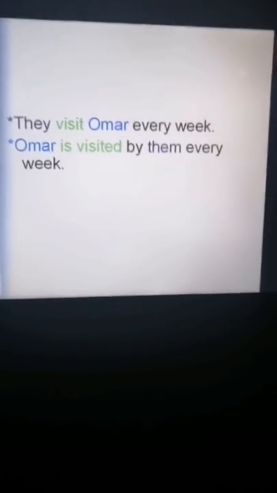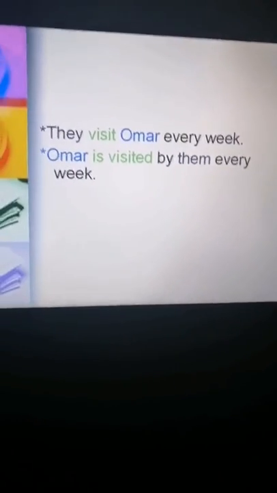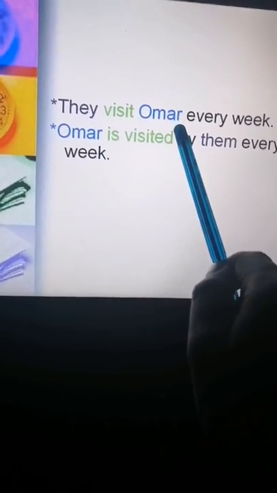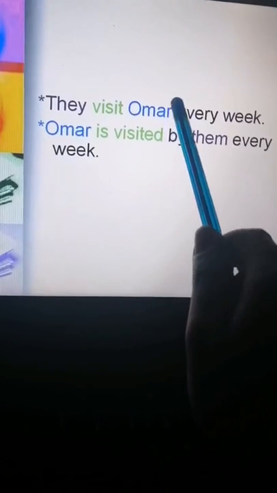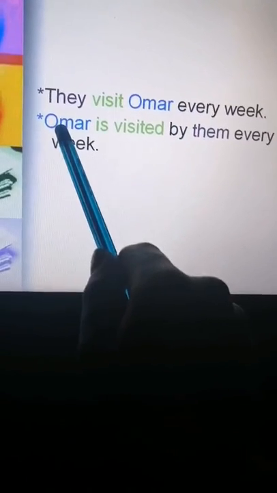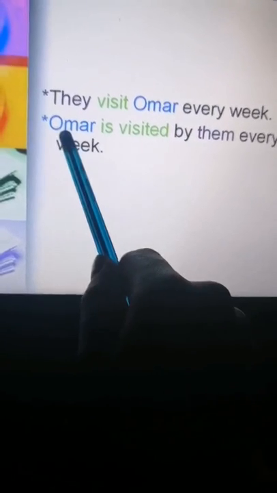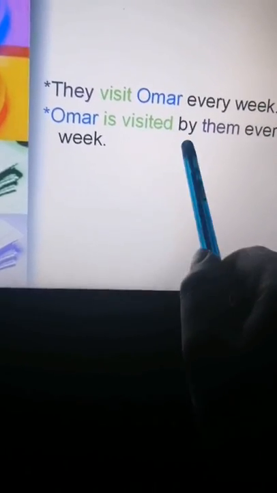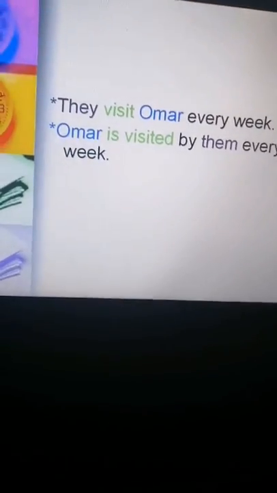Another example. They visit Omar every week. They is the subject. Visit, verb 1, Omar, object. So what we should do is to put the object at the beginning of the sentence. Omar is the object. Then we should look at the verb. Here we have verb 1, so we put is or are or am. Omar is singular, so we should put is. Verb 3, visited, by them. Every week.